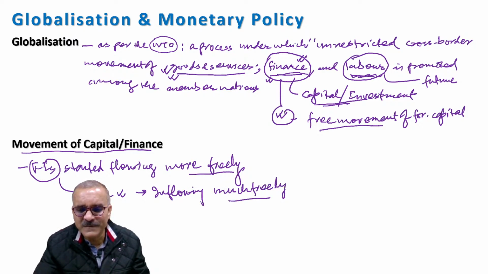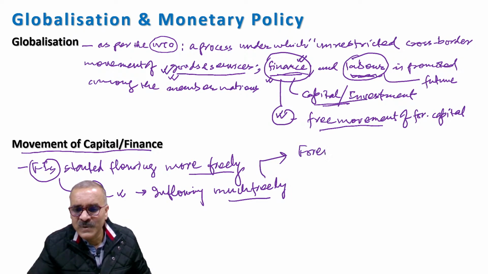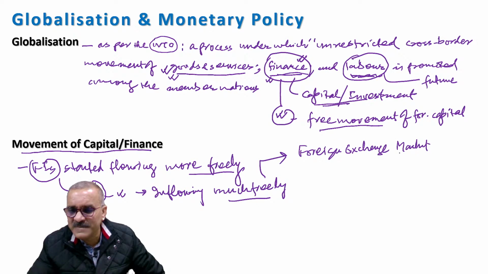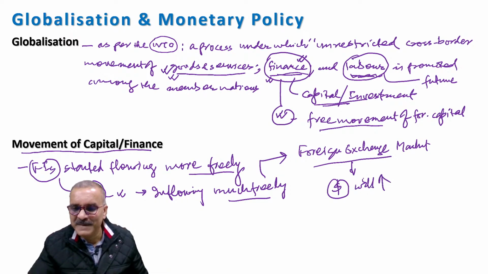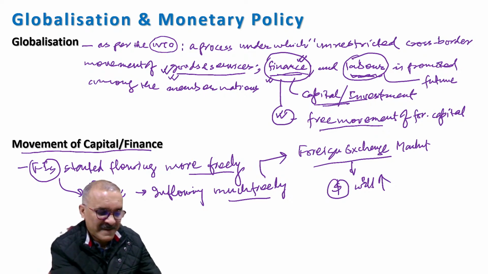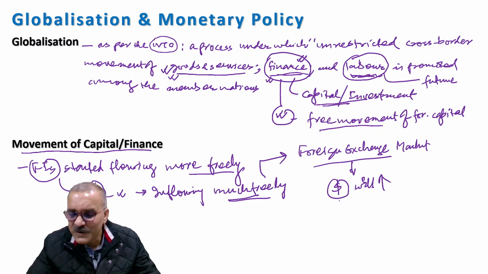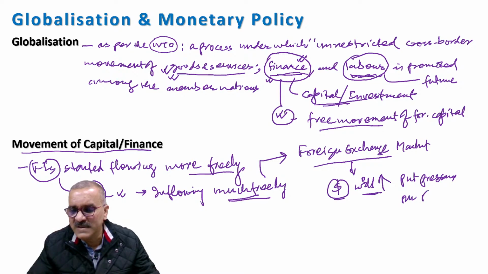So when foreign capital flows much more freely, what will happen? In your foreign exchange market, the market where foreign currencies are traded against the local currency, the rupee, the supply of dollars will go up. Is it clear to you? Anybody having any doubt? The availability of foreign currency will go up. This will put pressure on our currency, that is the rupee.